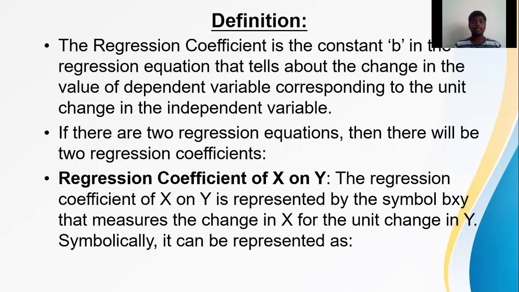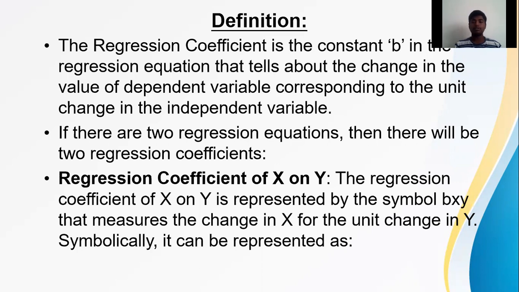in predictor. Definition: the regression coefficient is the constant b in the regression equation that tells about the change in the value of the dependent variable corresponding to the unit change in the independent variable. If there are two regression equations, then there will be two regression coefficients. First of all, regression coefficient of x on y.